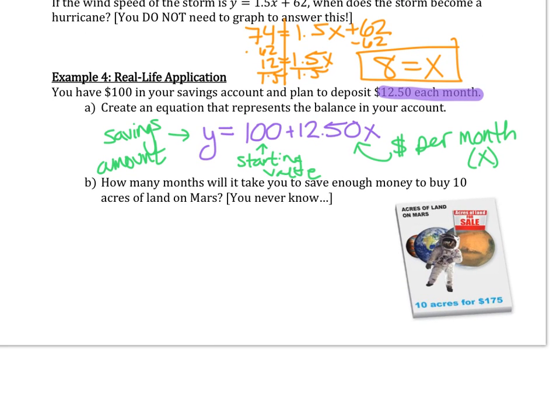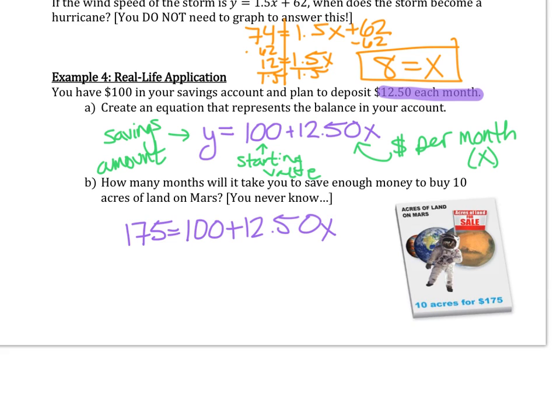As you see, 10 acres are $175, so that's how much we need to save. If I look at my outline right above in part A, my 175 is actually my y. So I should have 175 is equal to my 100 plus the 12.50x. And then of course I'm going to solve for x since that's the number of months.